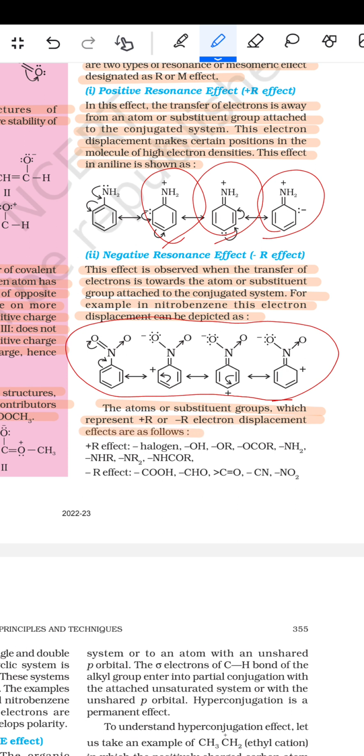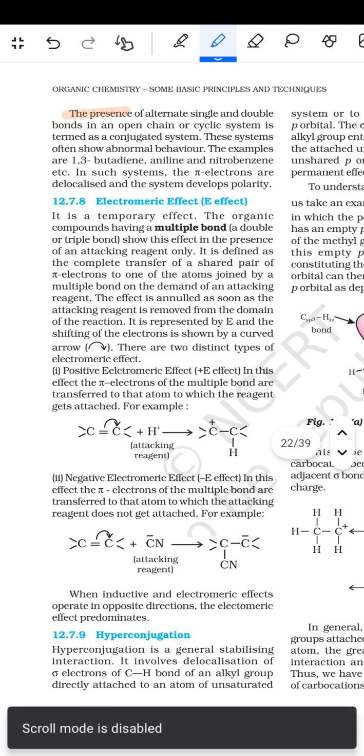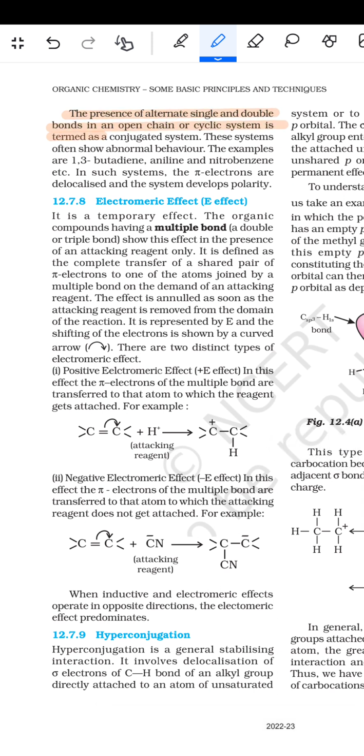The atoms or substituent groups which represent the plus R electron displacement effect are as follows: halogen, OH, OR, OCOR, NH2, NHR, NR2, NHCOR give the plus R effect, and C=O, CHO, C=O bond, CN and NO2 give the minus R effect. Then comes the presence of alternate single and double bonds in an open chain or cyclic system, which is termed as the conjugated system.